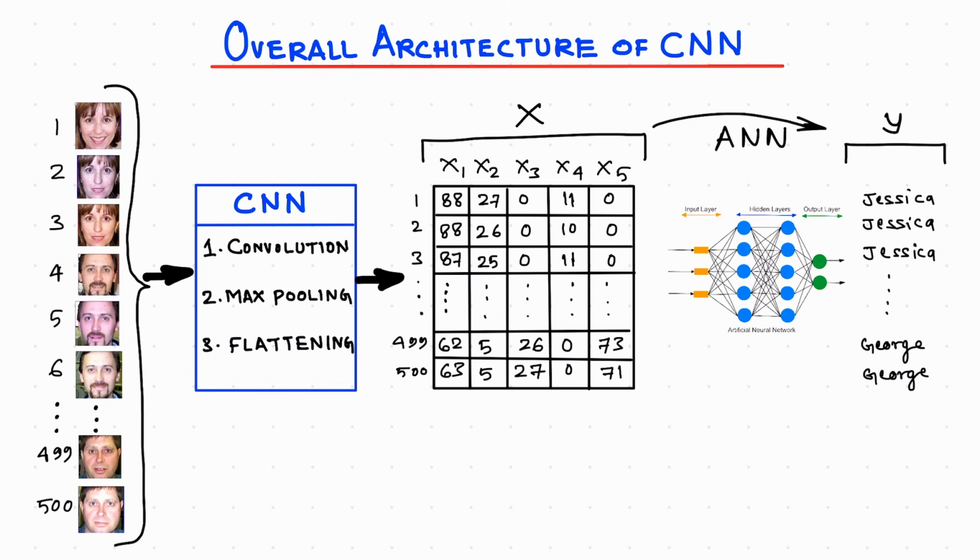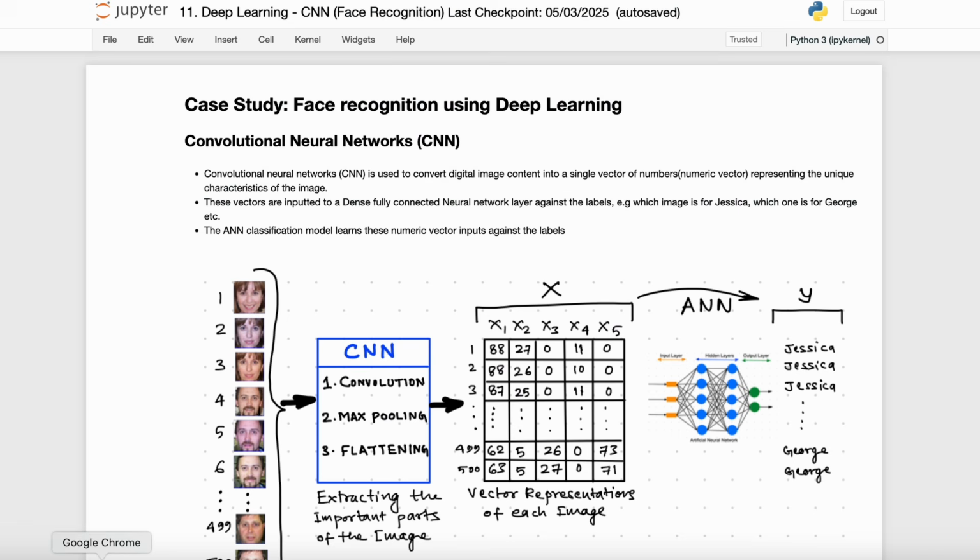So if you see the big picture again, every image has a vector representation that is used as an input, and we know the label for each image, which is the output. Using this data, we train the classification ANN model. Now let's take an end-to-end code walkthrough. I have also provided the notebook in the description. If you follow these steps, then you will be able to generate any kind of image recognition model.